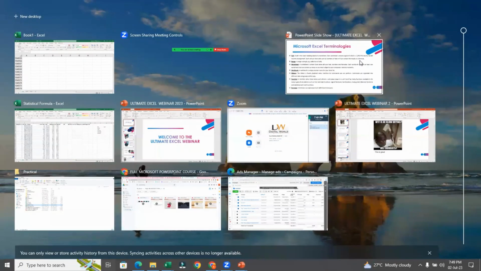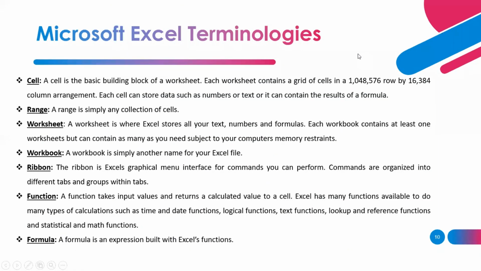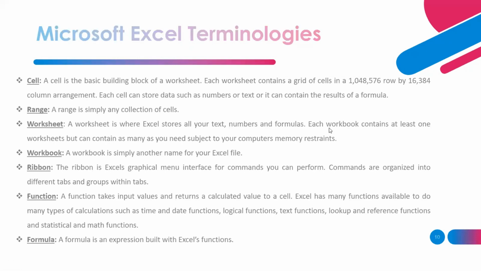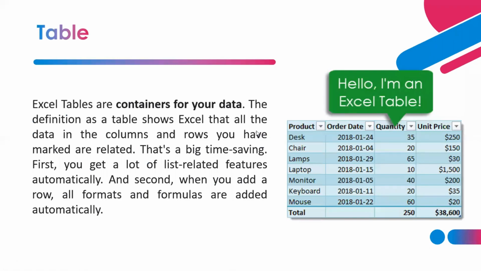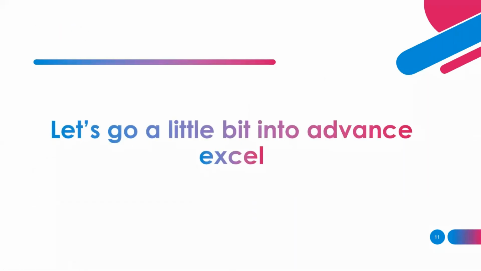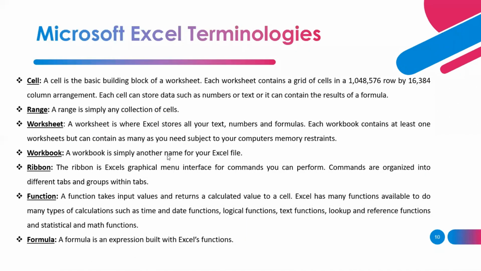So let's continue. You also come across a workbook. A workbook is basically another name for an Excel file. You have another thing called the ribbon. A ribbon is the graphical menu interface for the commands you perform.